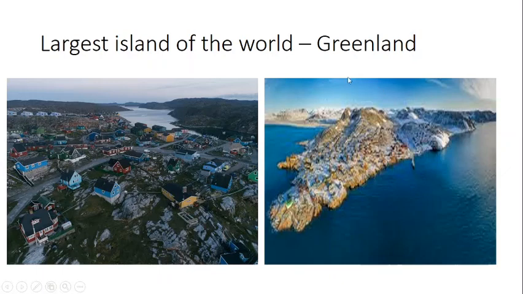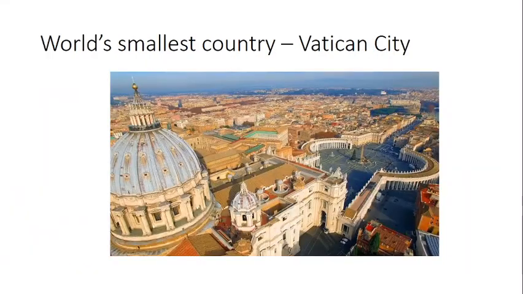Okay students, this is a very beautiful continent, Europe, and you can find the world's largest island, Greenland, here. Greenland is the world's largest island. I hope you all know what an island is. An island is basically a country or a state that is surrounded by water on four sides. Okay, so this is the largest island of the world, Greenland, that is located in Europe.